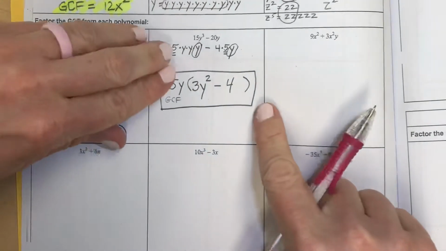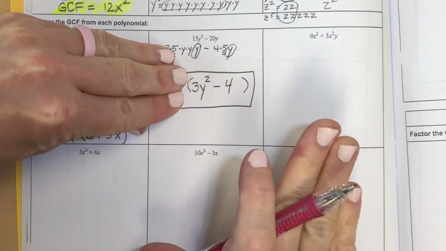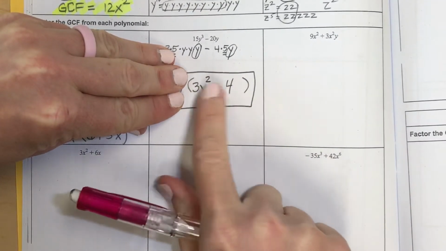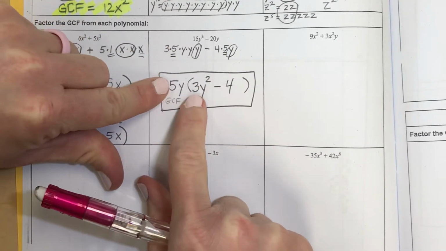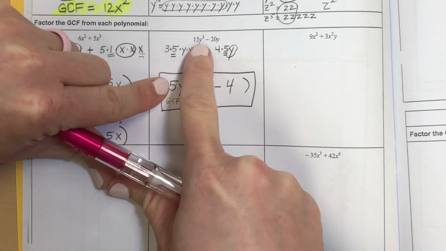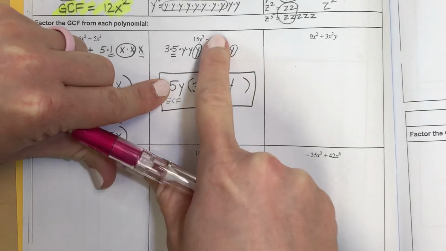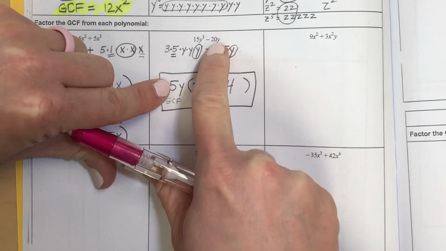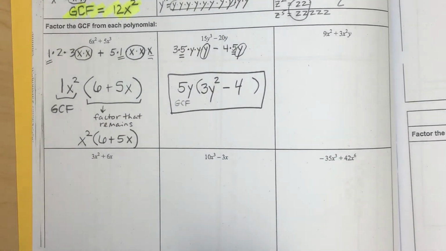So what you can do is look in your set of parentheses. 3 and 4 have nothing in common. There's no y's that they both have. And so again, I'll just double check. 5 times 3 makes 15 for the first term. Y times y squared is y cubed, that's correct. 5 times negative 4 is negative 20, and we multiply in 1y, we do get negative 20y, so this would be our correct factored form.